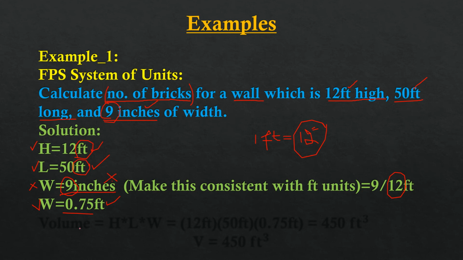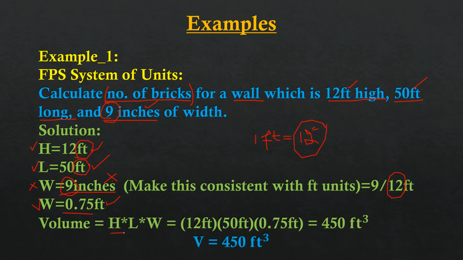Now we have to calculate the volume. Volume will be height into length into width. Height is 12 feet, length of the structure is 15 feet and width of the wall is 0.75 feet, that is 9 inches. We can use a calculator to multiply these three dimensions, and the total volume of the wall will be 450 feet cube.